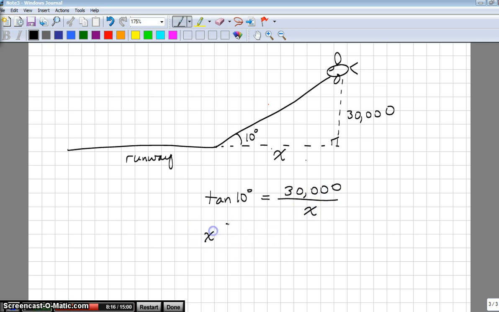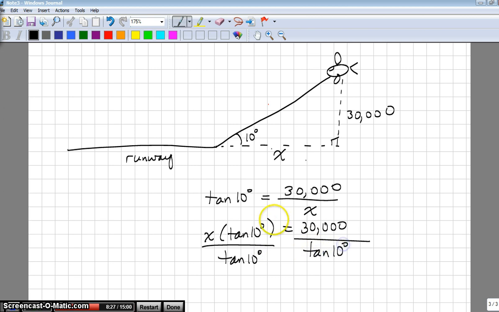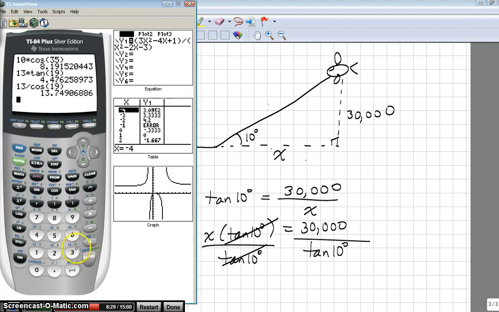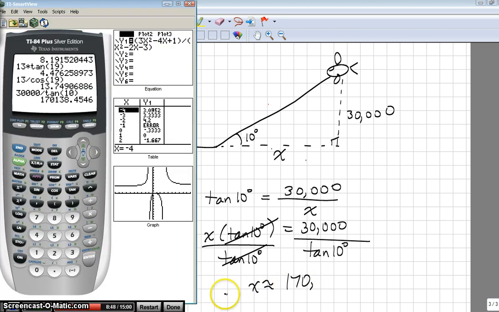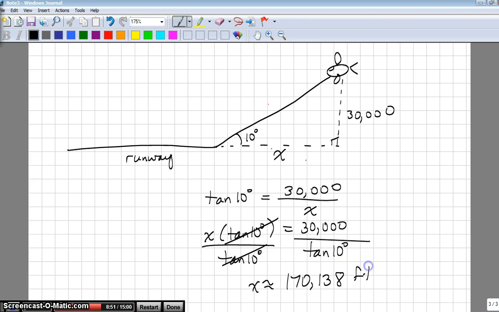Okay, so we're going to multiply both sides by x, and then we're going to divide both sides by the tangent of 10 degrees, and then go to our calculator. 30,000 divided by the tangent of 10 degrees is about 170,138 feet from the runway, which is approximately 32 miles.